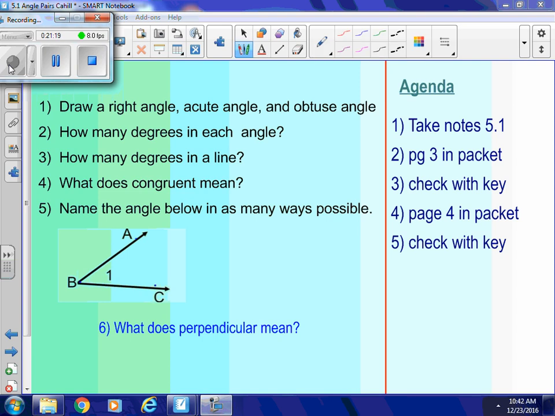So you've taken your notes on 5.1 and you are set to do page 3 in the packet. Please check your answers with my key. And then page 4 in the packet. Again, check your answers with my key. All of that becomes homework if you don't finish it in class.